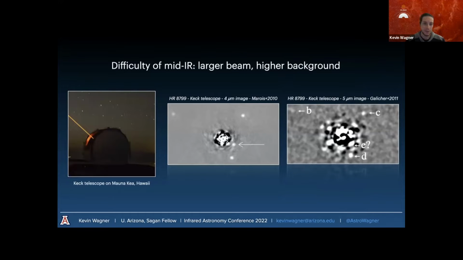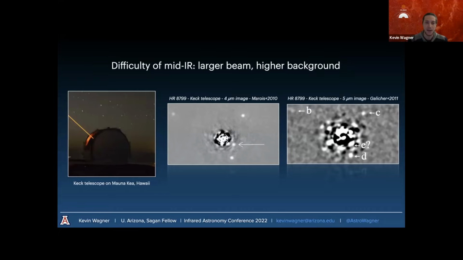Here's an example illustrating some of these challenges. These images show the same planetary system imaged a bit further into the mid-infrared than the movie on the previous slide, at 4 microns in the middle and 5 microns on the right, with the NIRC2 instrument on Keck. These observations were taken with the same instrument under similar conditions and for approximately equal amounts of exposure time. And the differences are really just in the wavelength.